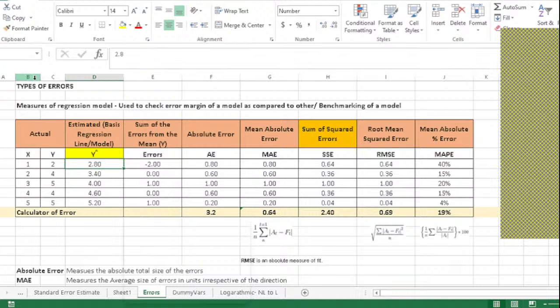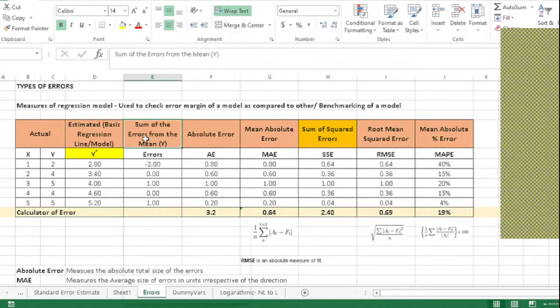So this is my x, this is my y, and this is my y estimate. This is completely cooked data, just an example to show you the different types of error. This is the value of actual y, and this is the value of predicted y. That came from the regression line, estimated y. Now let's see how we calculate the different types of errors.